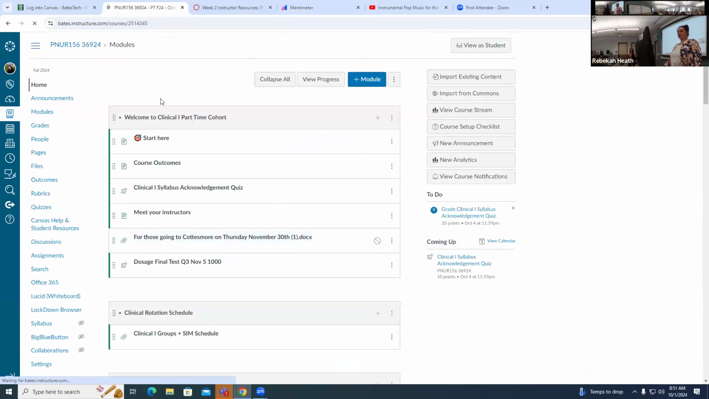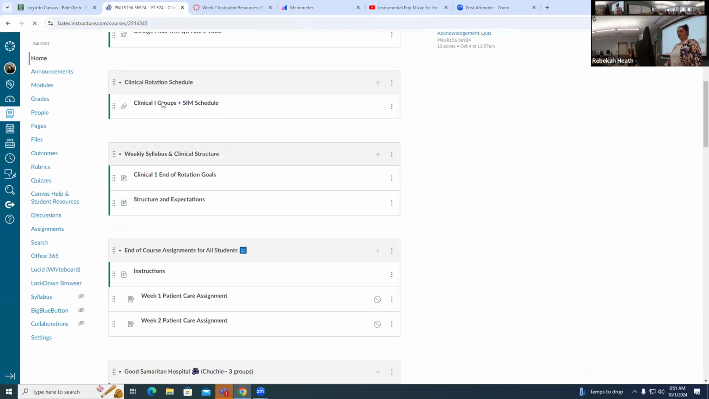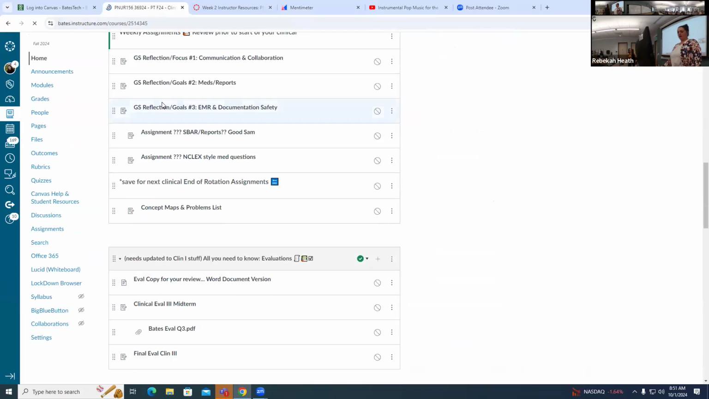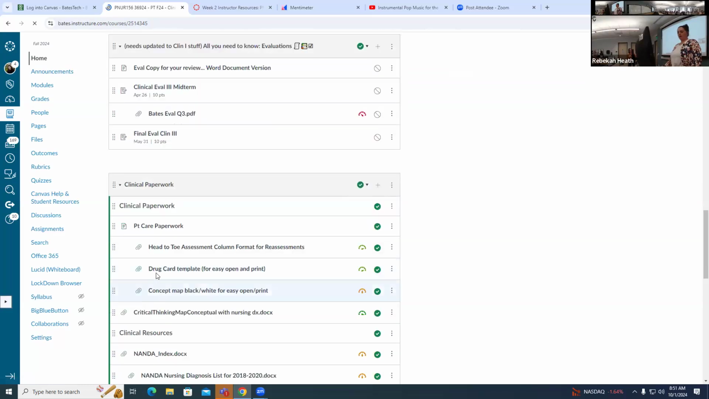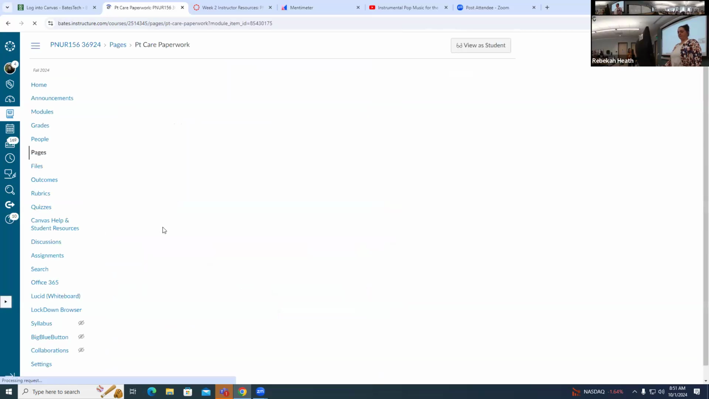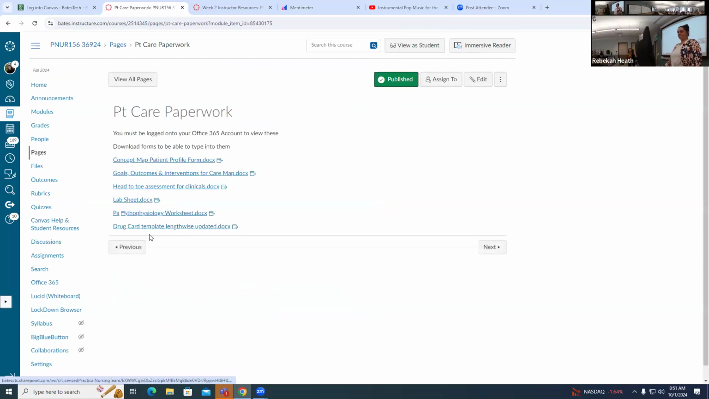So here's the clinical Canvas course, and here's clinical paperwork. The patient care paperwork, I'm going to make it a little bit prettier. Are these the three you want, or the four? The one that says patient care paperwork, just click on that. It will open up, and I think I might do it differently so it's more visible.